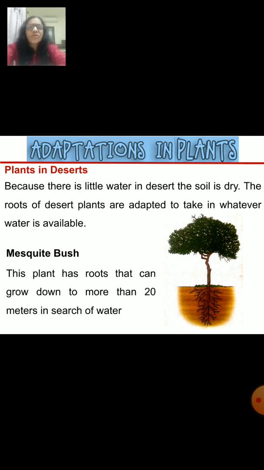So mesquite bush, their roots grow deep down into the earth, into the soil, up to 20 meters in search of water. While in cactus the roots are spread. They spread on the soil. So this is another example of the plants in the desert.